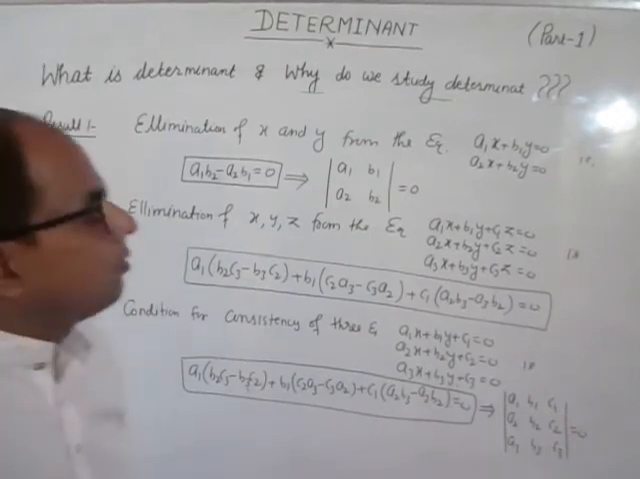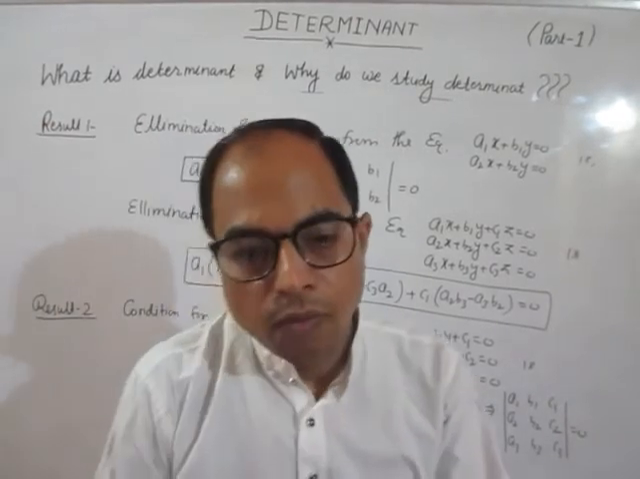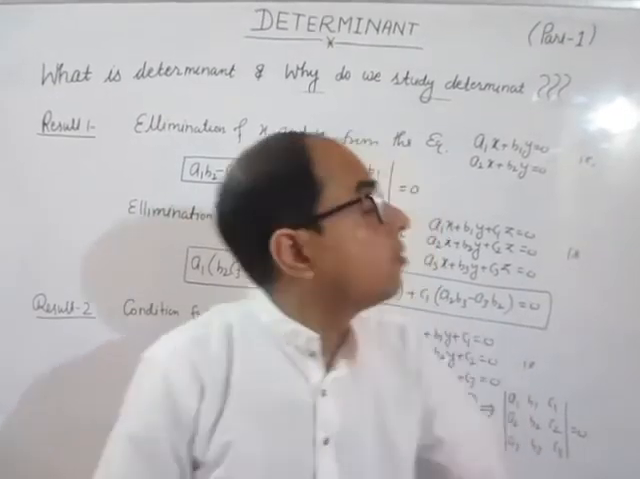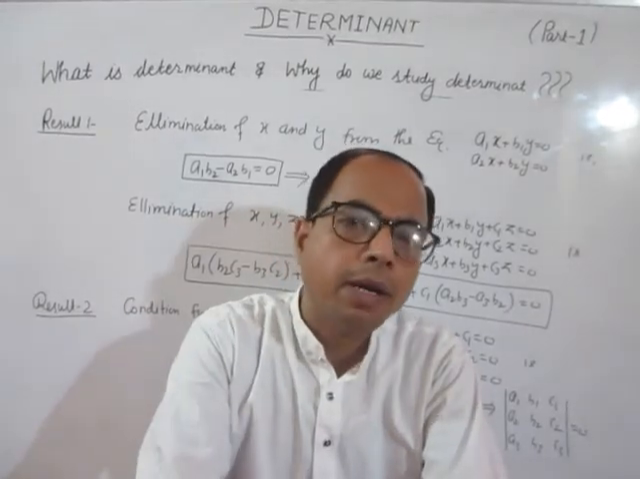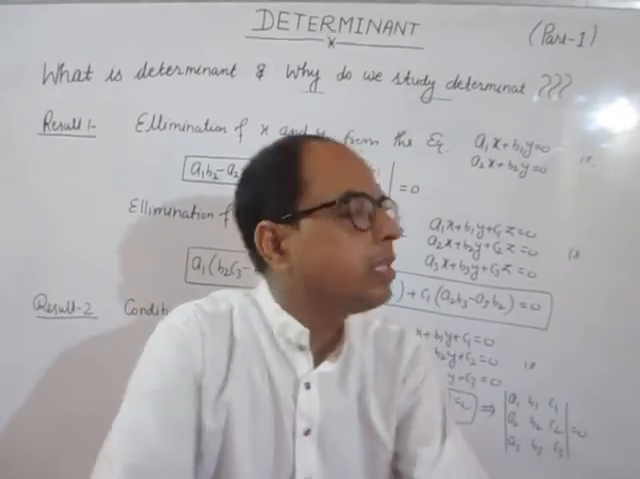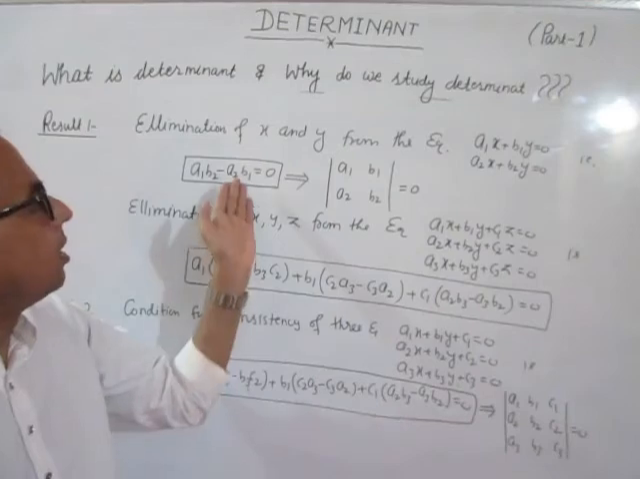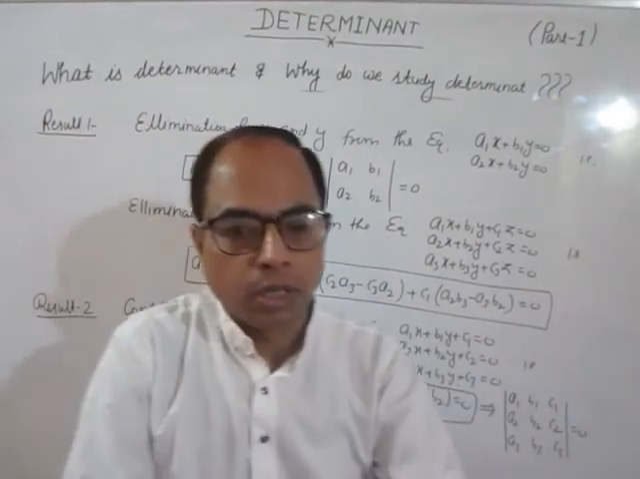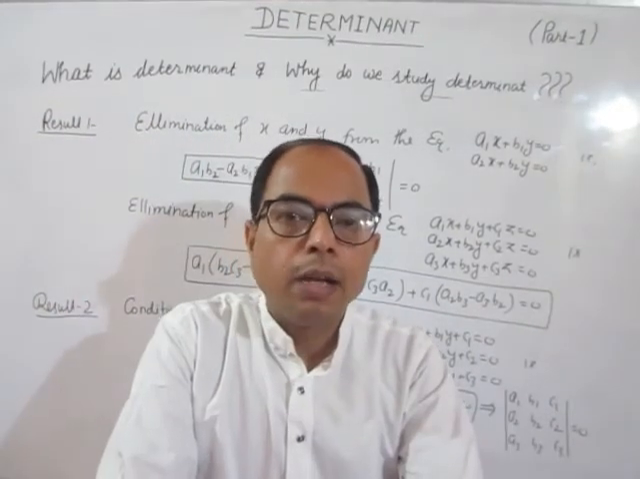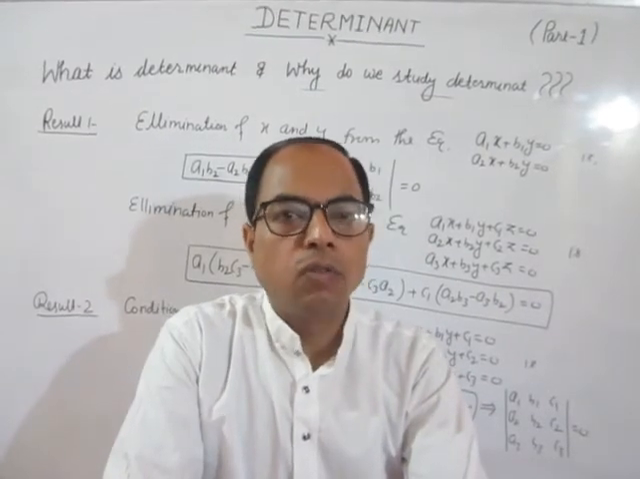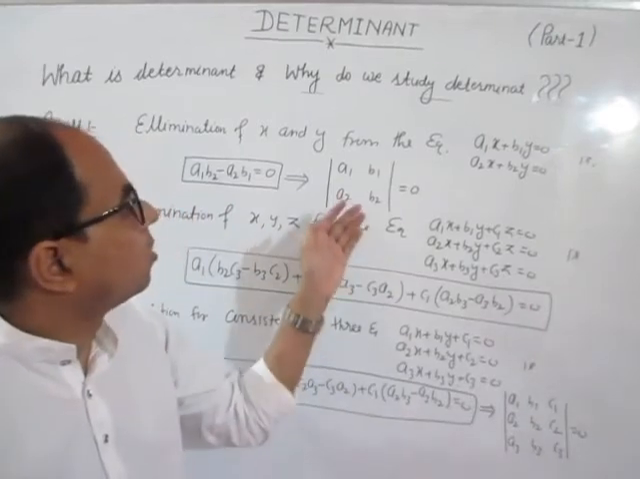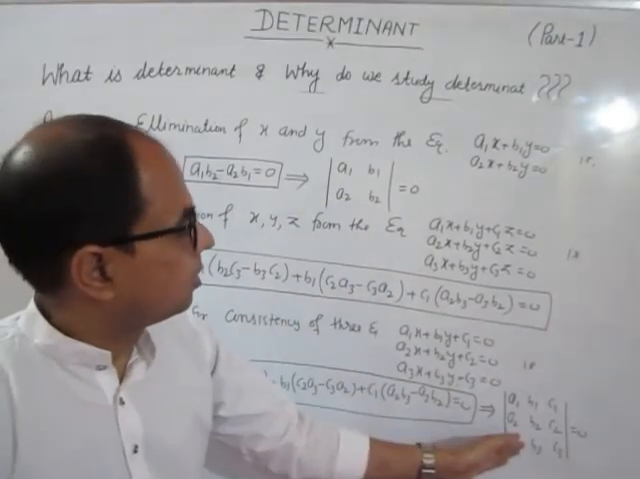So I think we have got the answer to the question: what is a determinant? The answer is, in mathematics, in many places you will get these types of expressions, and these are special expressions that can be written in concise form, and that concise form is known as determinant.